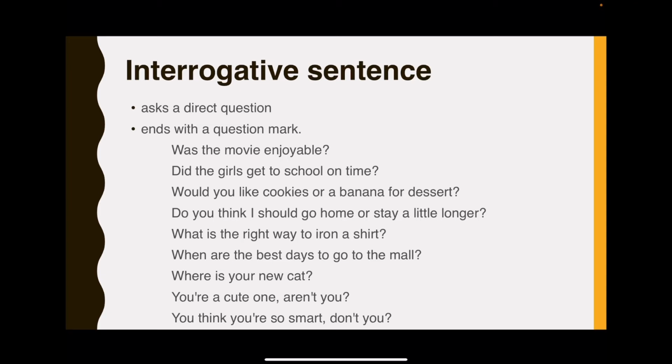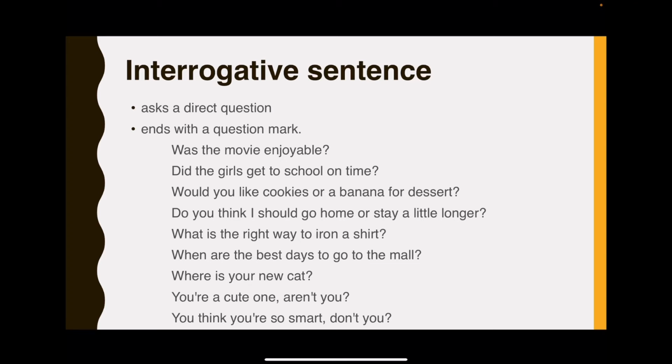Yes, definitely. When, where, why, how, stuff like that. Okay, but for the last 2, you are a cute one, aren't you? You think you're so smart, don't you? Okay, so the last 2 sentences, the last 2 questions, what is called at the end? That is called the question tag.